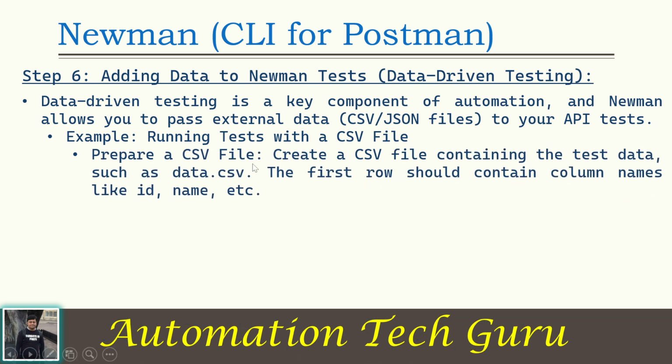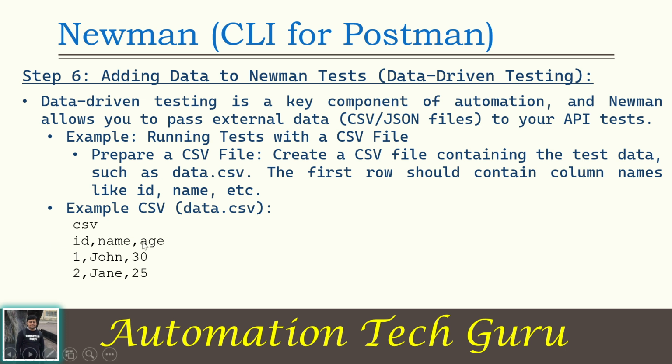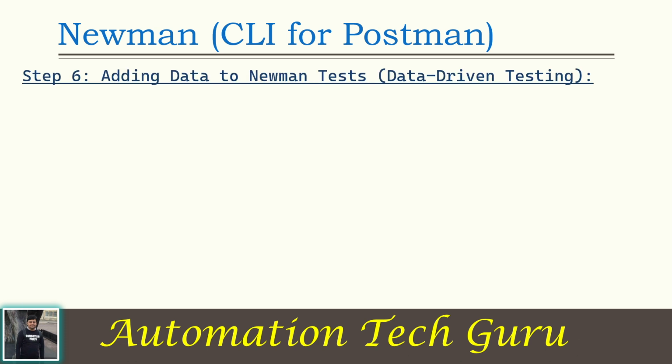For that you need to prepare the CSV file and create a CSV file containing the test data, such as data.csv, and the first row should contain the column names, ID, name, whatever you want to pass to the API. So you can see in the CSV, ID, name, data 1 2 3, and the name and age. Based on your API request, whatever data is required for your API, based on that you can create the CSV file.